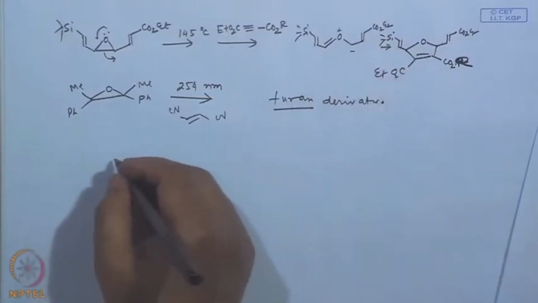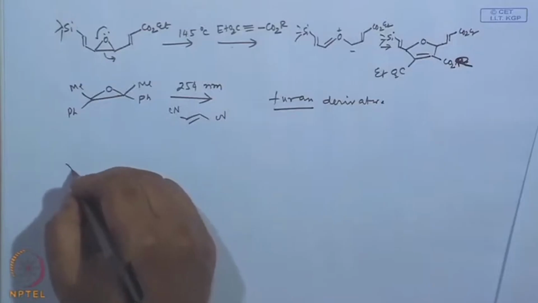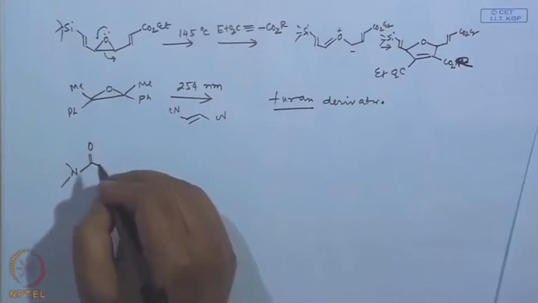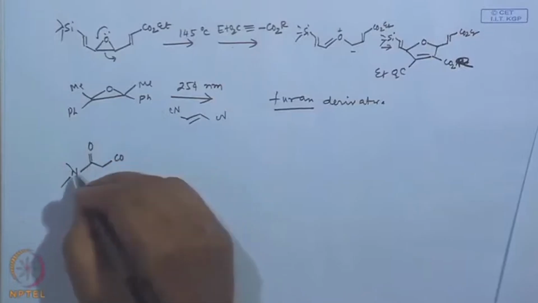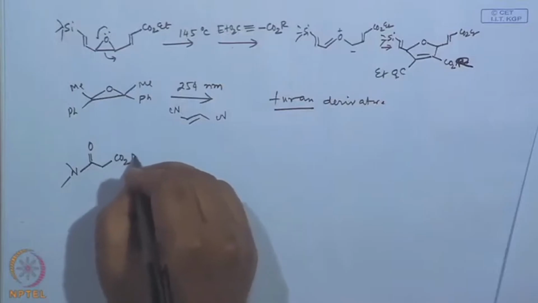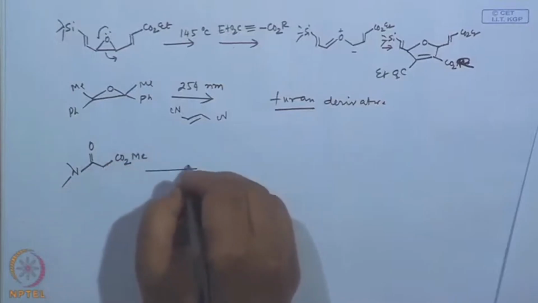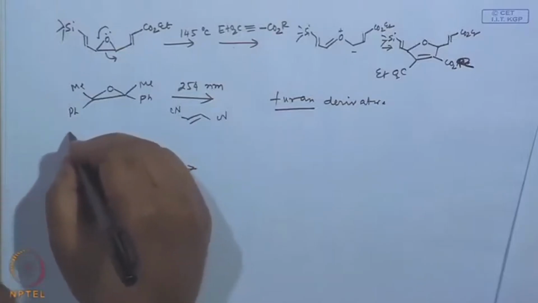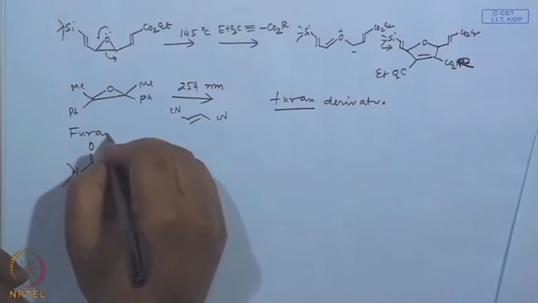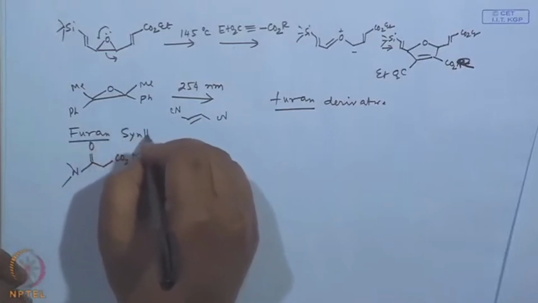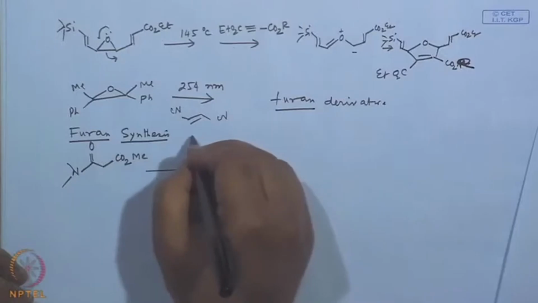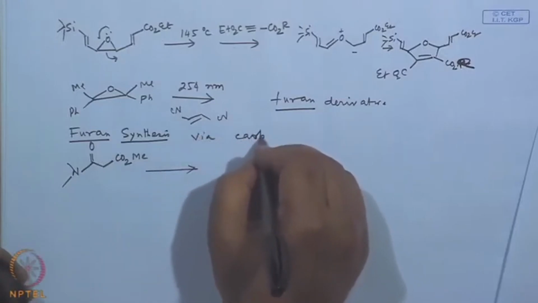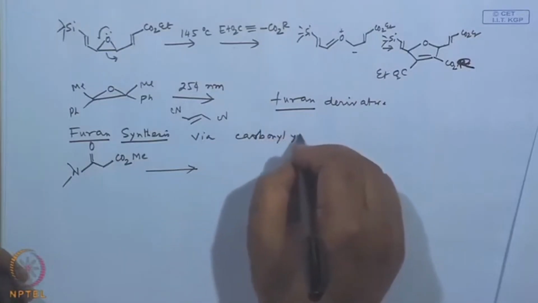substituted furan, which starts from a malonate derivative, where one end is this amide, and the other end is the ester. Then do a typical reaction of this again. So, it is a new kind of furan synthesis, let us say. So, we will begin with new furan synthesis via carbonyl ylide.